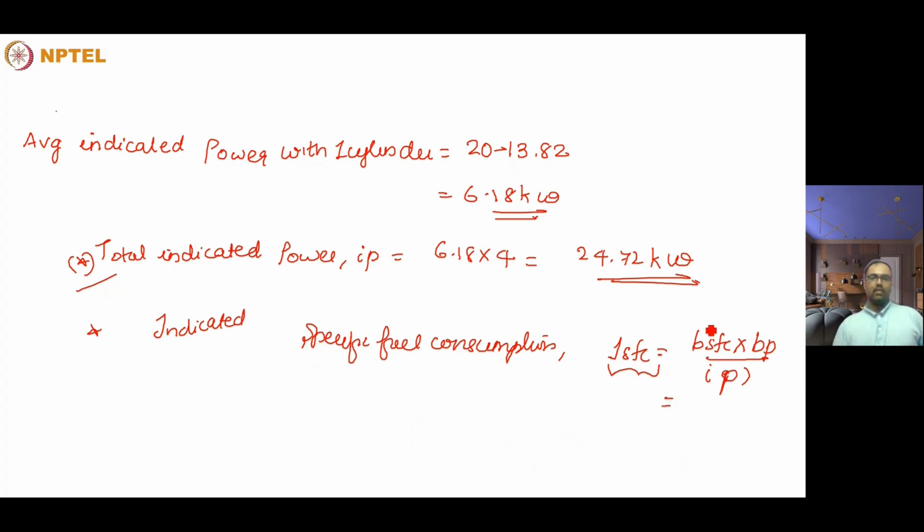As the total fuel consumed is independent of whichever method we adopt, it is independent of the nomenclature. So BSFC in this particular problem has been given as 360 grams of gasoline per kilowatt hour.